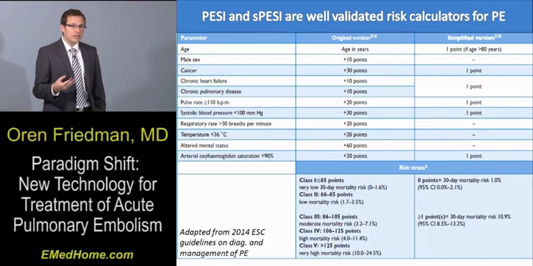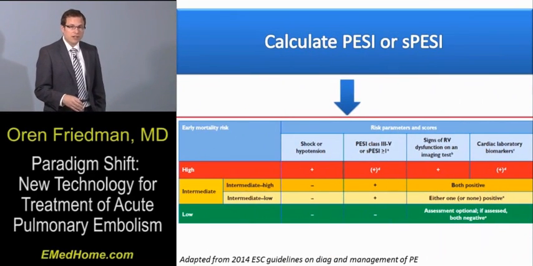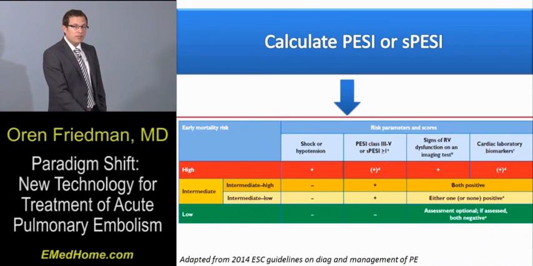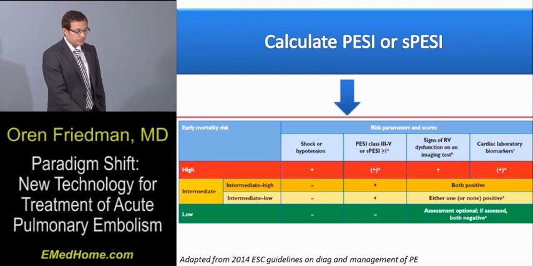And you can very quickly stratify someone into a very low risk category, an intermediate risk category, and a high risk category. The European Society of Cardiology recommends that we should be using the Pulmonary Embolism Severity Index, or the simplified version, first, and then moving on to further testing and further risk stratification. You can see that the lowest risk patients have a very low risk Pulmonary Embolism Severity Index, and they have no echo evidence of RVD or any biomarkers that show RVD.